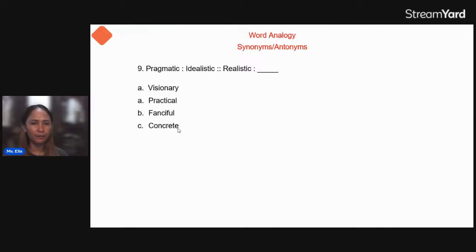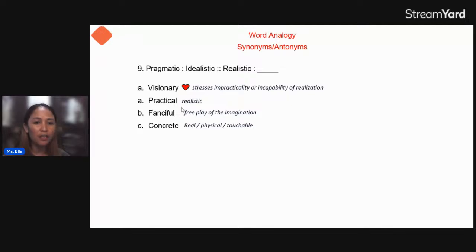So they have some synonym or antonym relationship. I want you to analyze first the first two words. What's their relationship? Okay, so let's start. It's letter A, visionary. Why visionary? Visionary stresses impracticality or incapability of realization, right? Now, practical is realistic, right? Fanciful is free play of the imagination, and concrete is real, physical, touchable.